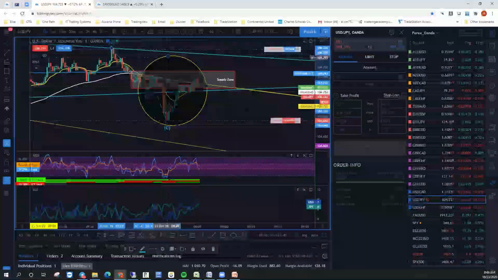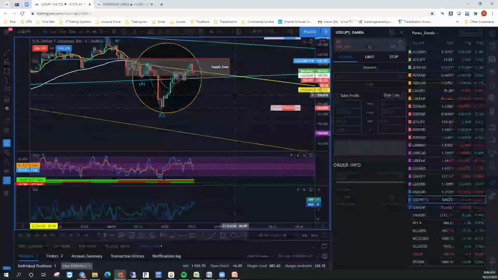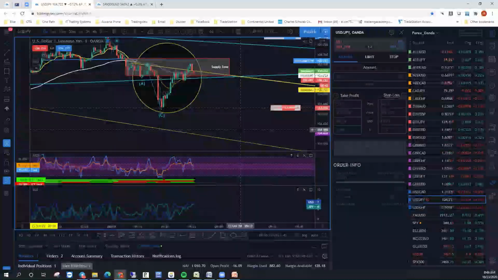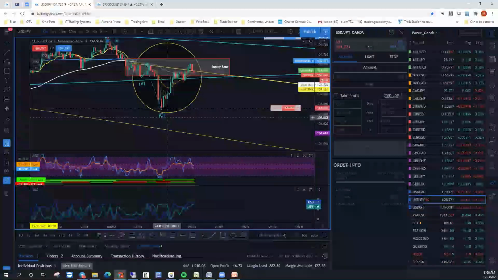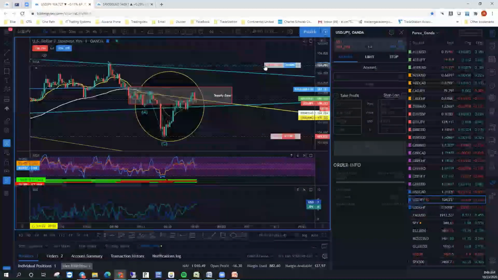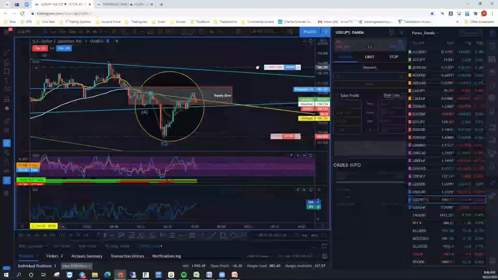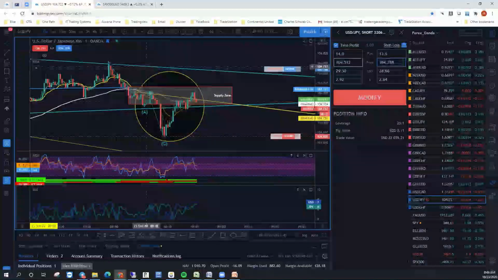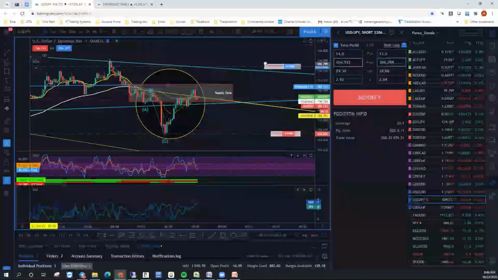Okay, I see that now. I see what you were talking about. And then that's going to be a continuation of that original move. This was the way down move, then an ABC correction, come back, retest the area. Then you can get 1, 2, 3, 4, and 5, and then keep this stop up above here, because this will be a big move, guys.